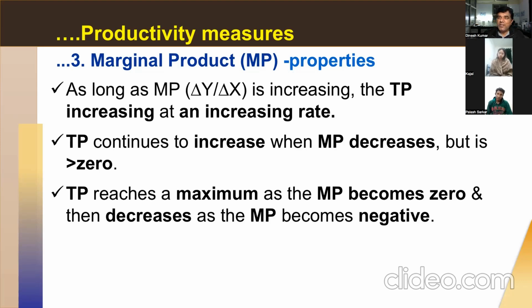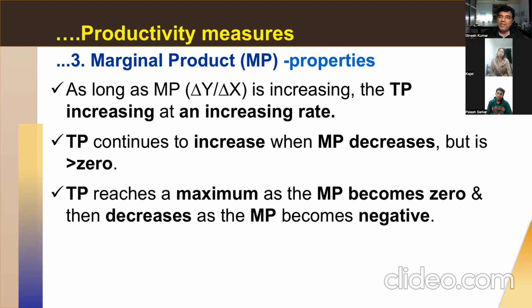See, in the first case, the TP was increasing at an increasing rate. In the second phase, it was increasing, but at a decreasing rate. But in the third phase, it is decreasing. So therefore, the third phase is called the law of diminishing return. But for the third phase to occur, the production has to pass through stage 1 and 2 also.